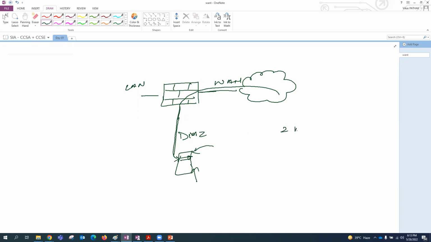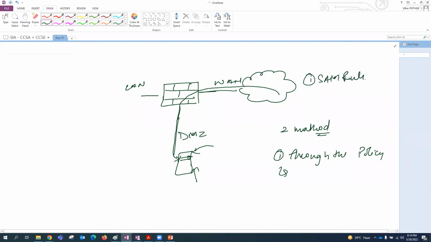So there are two methods on the Checkpoint you can block it. The first method is through the policy, right? You go to the policy and you create a policy. And the other and the most useful method is creating a SAM rule. We'll discuss this SAM rule in a while. Through the SAM rule, you will be creating a similar rule, the rule which you have created in the policy section. You can create a similar rule in the SAM rule or SAM database.